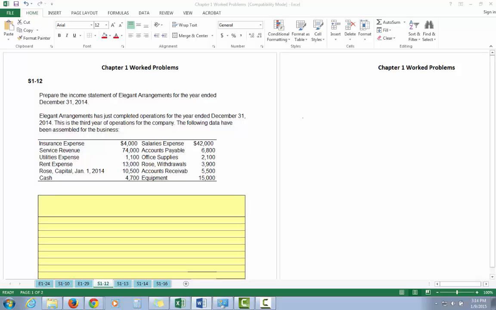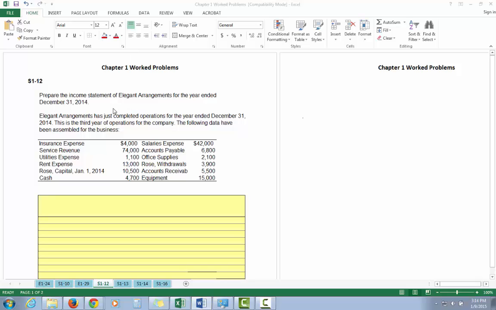Now, I will tell you one of the most important things you're going to get out of this class is you need to know how to prepare financial statements. And you need to know how to record journal entries and know your debits, credits, and accounts. You've got to know this going forward to be successful. Make sure you understand these concepts in these first few chapters that we're doing. So let's look at exercise 12.